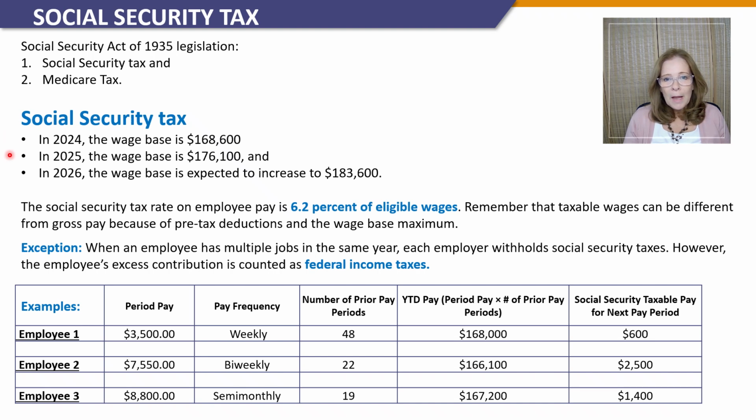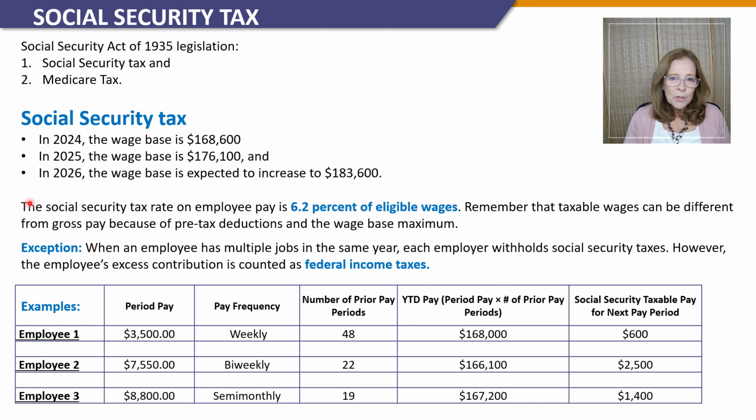In 2025, the wage base is $176,100, and it is estimated to increase to $183,600 in 2026. When I started my first job in California in 1989, the wage base was $48,000. There are currently discussions about implementing a special high wage earner Social Security tax, but specifics have not been worked out yet. The Social Security tax rate is 6.2% on eligible wages.